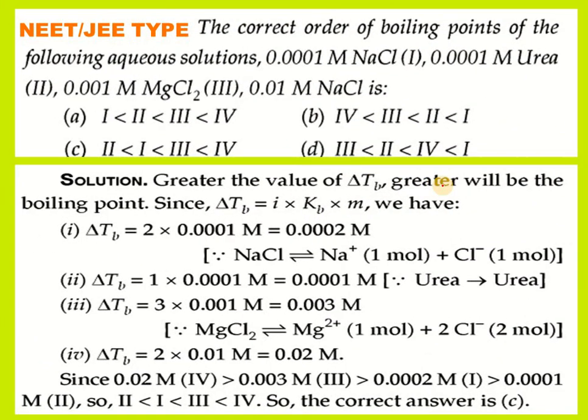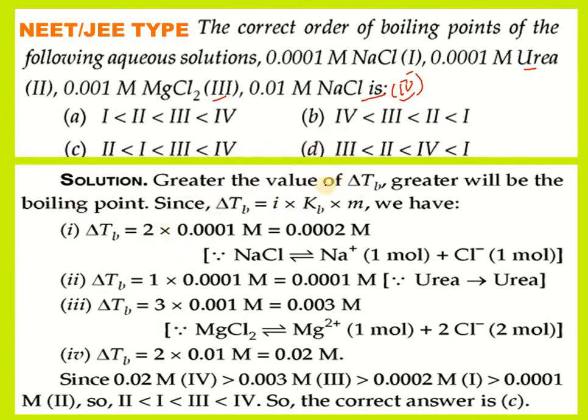See the next question. What is the correct order of boiling points of the following aqueous solutions: 0.0001 molar sodium chloride, that is the first one; 0.0001 molar urea, the second solution; 0.001 molar magnesium chloride, the third solution; and 0.01 molar NaCl, the fourth one. So we have four solutions, and we have to arrange the order of boiling point.